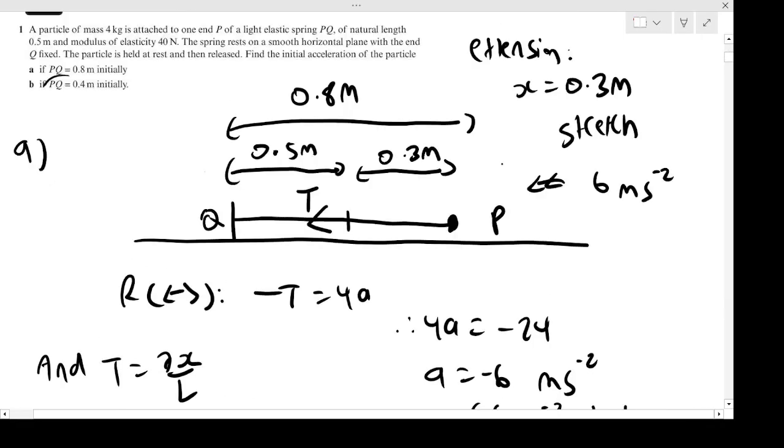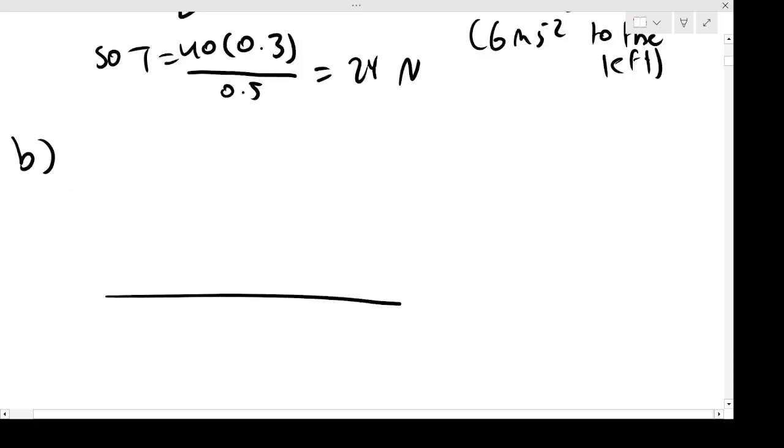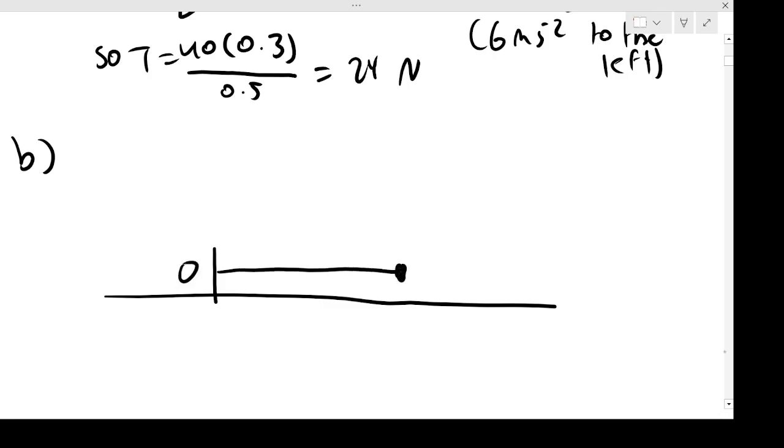Okay. Now, with that in mind, part B is telling us it's the exact same scenario, but now PQ is 0.4. So again, we're on this horizontal surface. We've got this string again. Again, we've got the particle at the end of it, Q to P. But now the distance is 0.4.